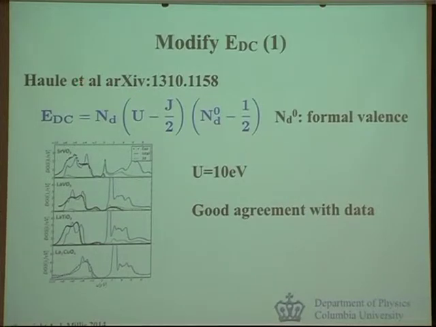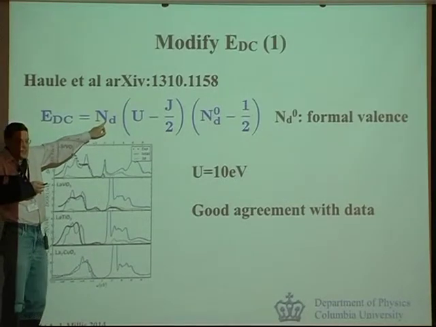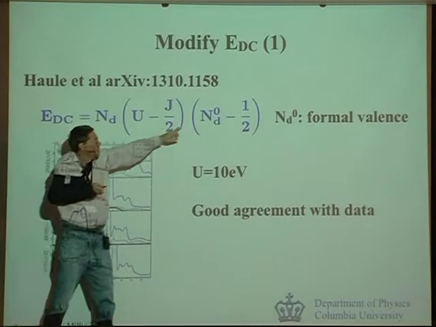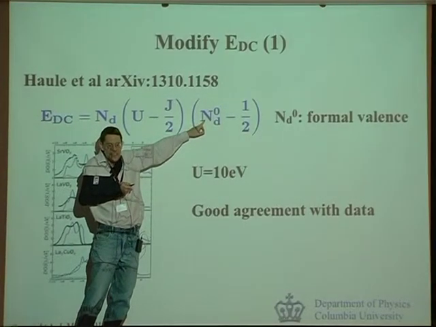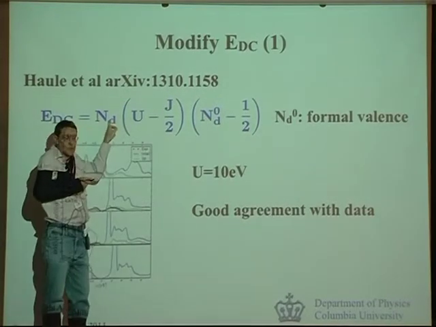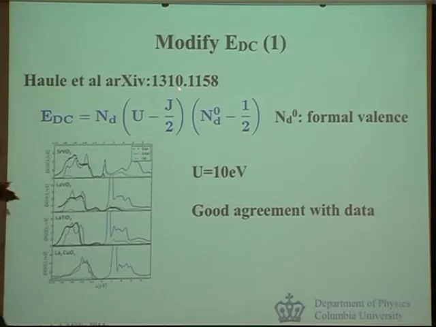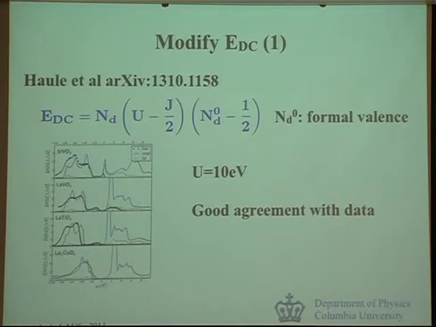One is by the Rutgers group, and what they say is that you should modify the double counting correction so the double counting energy is the occupancy of the D state times basically your interaction, times not the occupancy of the D state, but something to do with the formal valence. That's why I put n naught here. This is just a fixed number, whereas this is an operator. So they show in their paper that if you then take this U equals 10 eV, you can get a quite consistent description of a whole range of properties and a whole range of compounds.